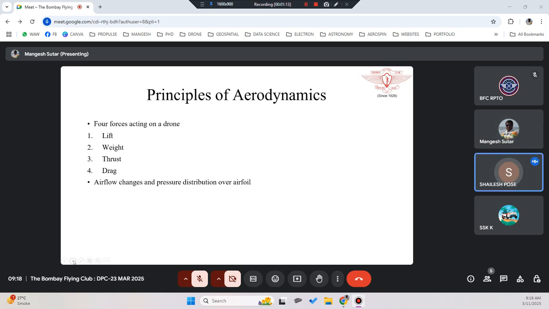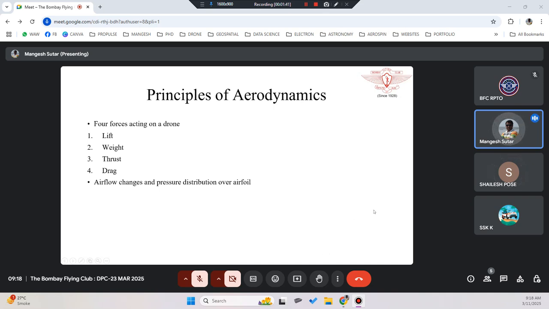Yes, the weight is the weight of the aircraft. Correct. Then the thrust is generated by the engines to move forward. Then the drag is the friction created by the atmospheric air on the body, and the lift is generated by the wings. Correct. So lift is generated because of the difference in pressure on the wings. Okay. Yes.